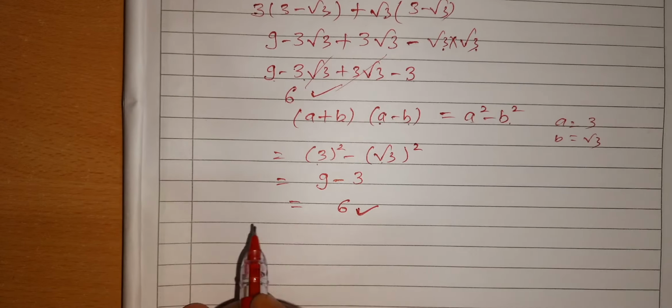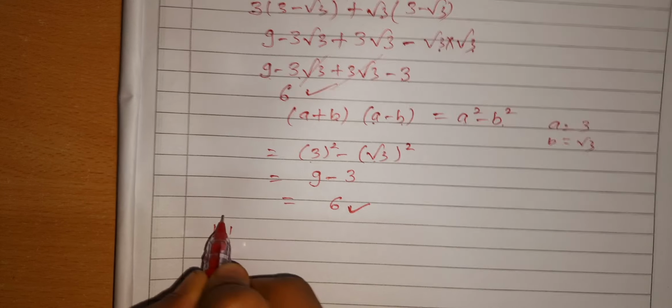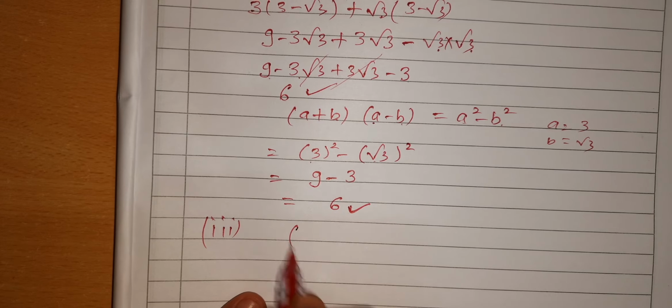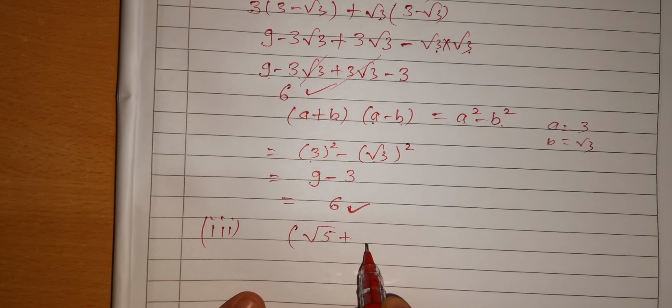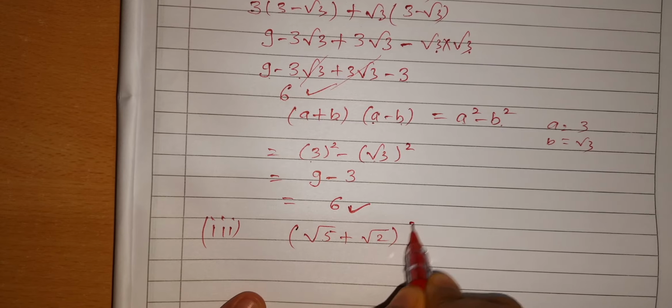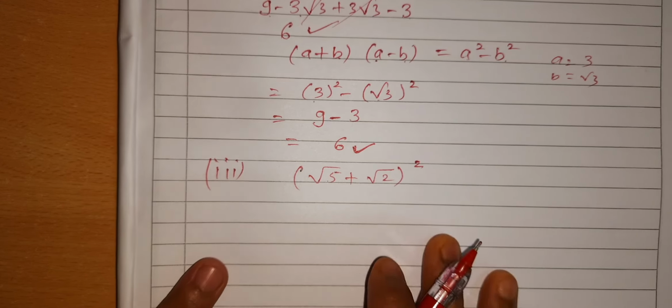Okay. Now the next is root 5 plus root 2 the whole square. It's a whole square.